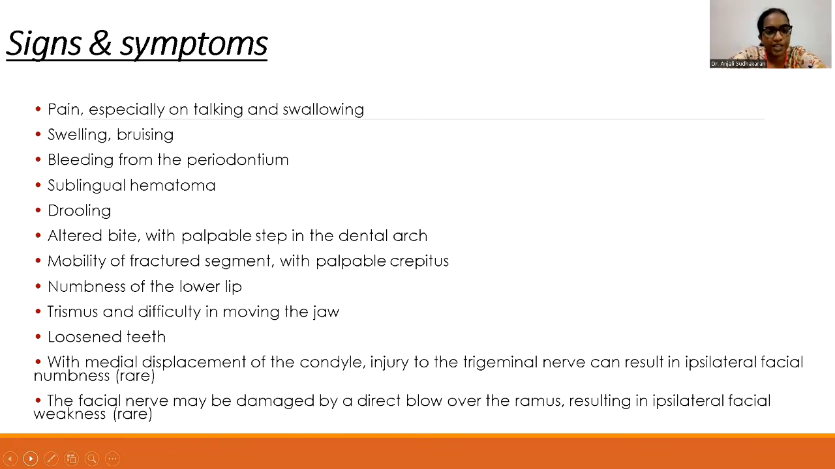There can be high mobility of the fracture segment with palpable crepitus, numbness of the lower lip, trismus or difficulty in moving the joint, and loosening of teeth. In medial displacement of the condyle, the patient can have a facial nerve paralysis. In case of a direct blow to the ramus region, the patient can have a direct facial nerve injury.